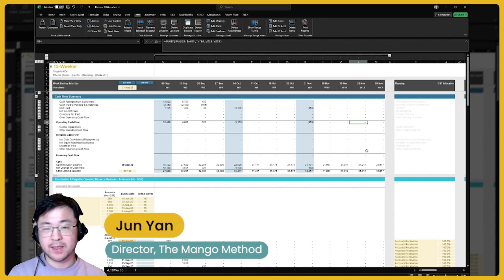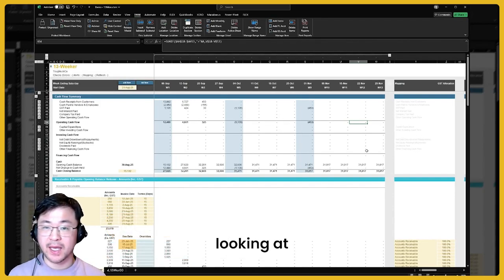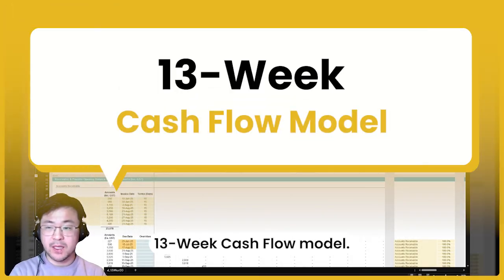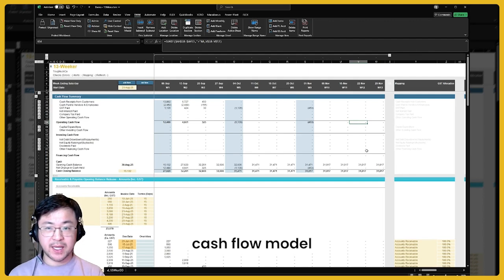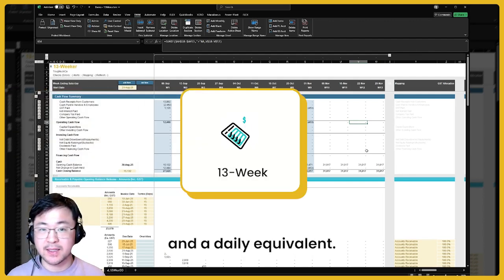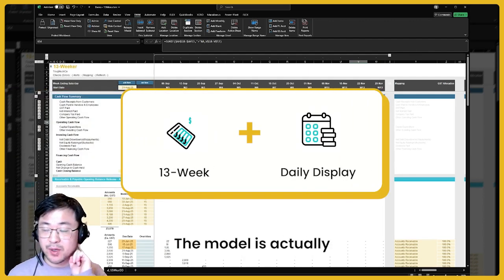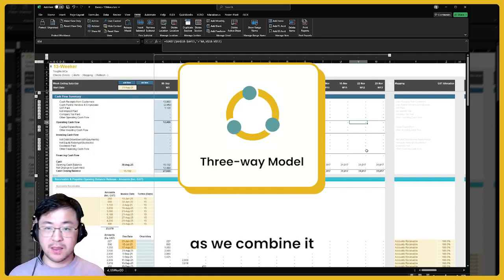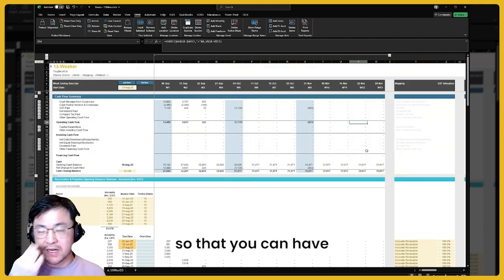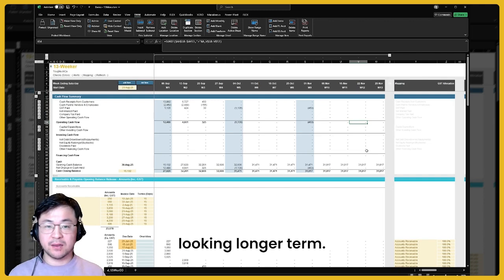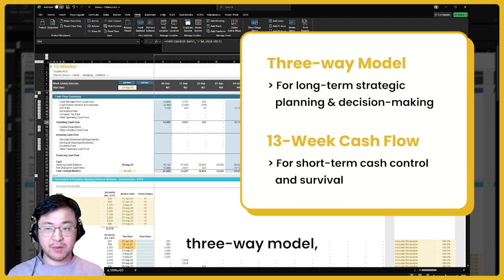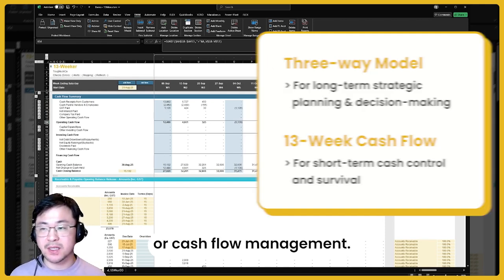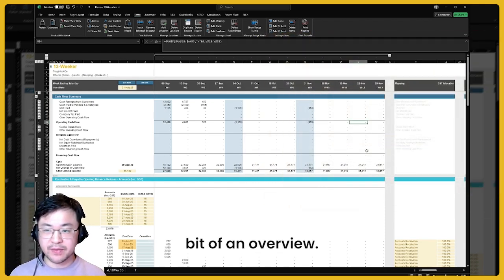Today we're going to spend some time looking at a 13-week cash flow model. It's a combination of a 13-week cash flow model and a daily equivalent. The model is actually part of a three-way model as we combine it so that you can have the benefit of looking longer term within your three-way model, as well as for that short-term cash flow crunch management or cash flow management. So yeah, today's just a bit of an overview.